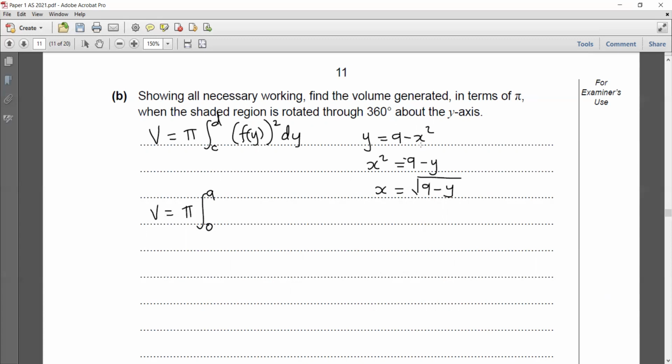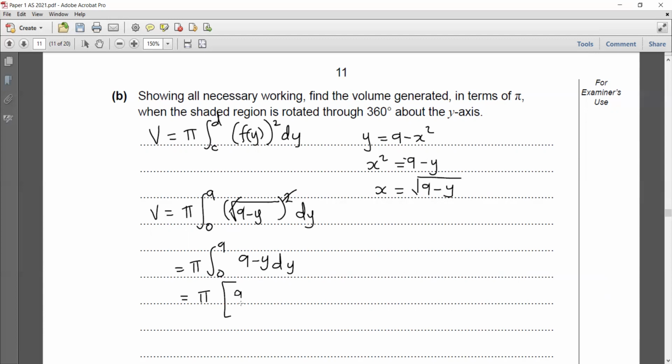So I make x the subject of the formula here. So my function here, this is the square root of 9 minus y, and then I have to square it and then integrate with respect to y. So this is pi, the integral of 0 to 9. The square root and the square will cancel. I have 9 minus y dy. So when we integrate, the pi will remain outside. Again, a definite integral. We have our rectangle there.